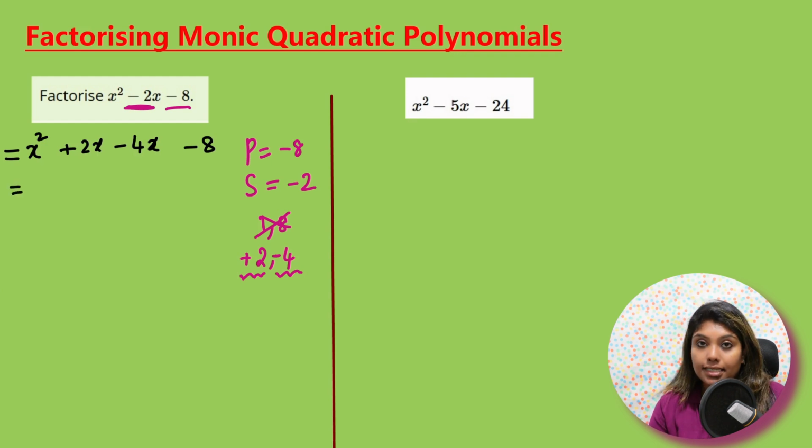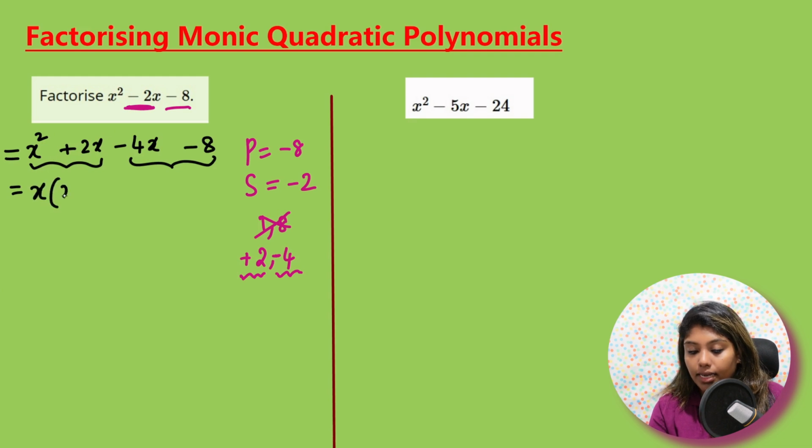Now the method is as usual, it's grouping. So you group these first two and then group the next two. When you group these two, the common element is x, and then x plus 2. Again, when you take the common factor out here, it is negative, and then for 4 and 8, the highest common factor is 4. Then what remains is x, and since the negative is taken out, this becomes positive. 4 times 2 is 8.